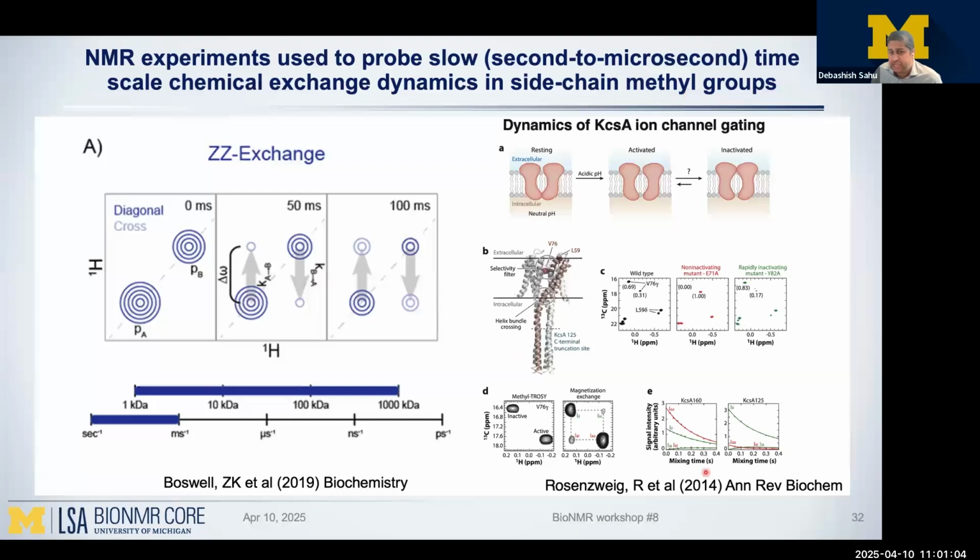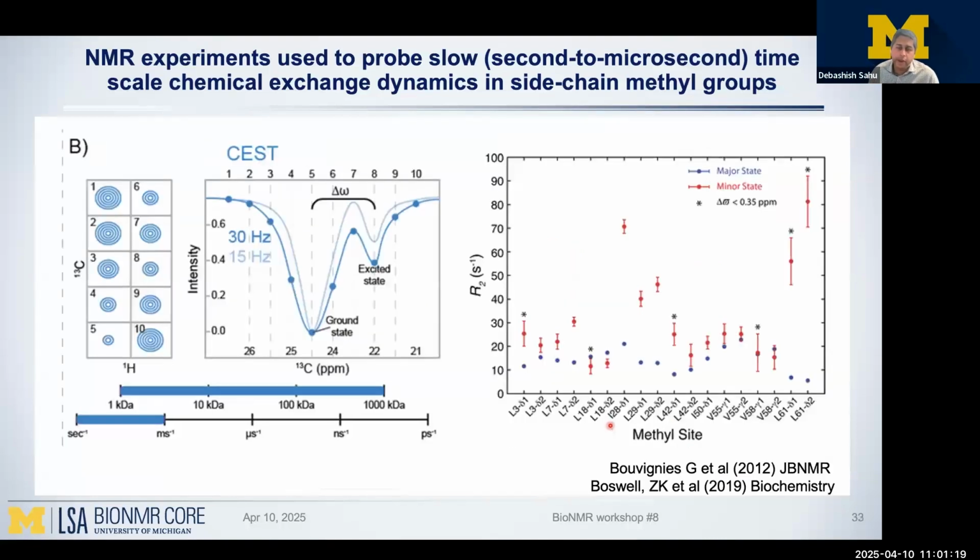It's called a CZ exchange experiment, and you can fit the magnetization to get your conformation dynamics, that is the equilibration dynamics between these two states. Again, these are methyl TROSY experiments that you use to collect this. You can again use methyl probes to collect CEST experiments. Again, this is also in a similar range, seconds to milliseconds.